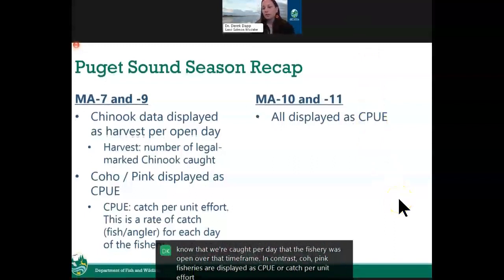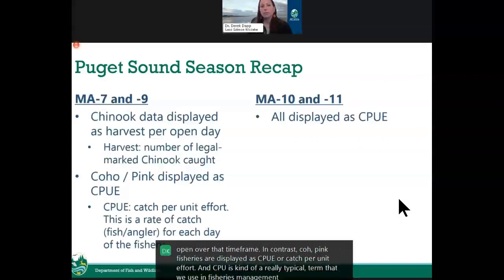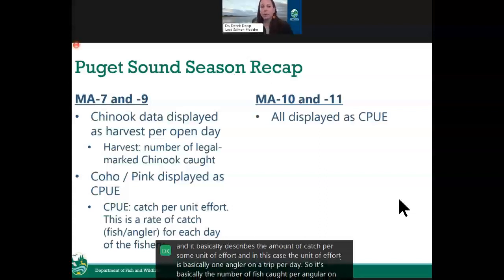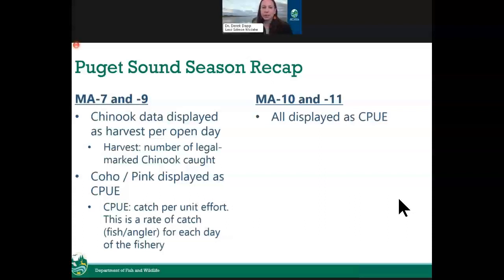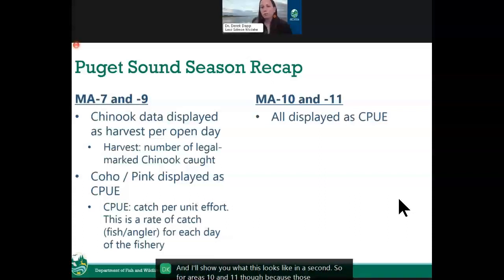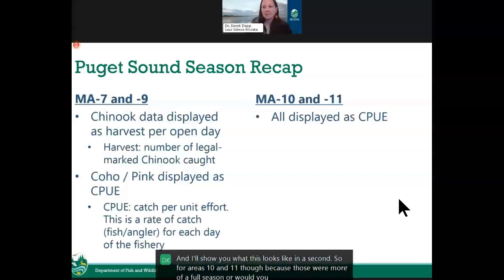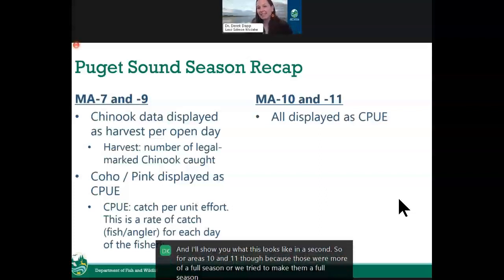And CPUE is a really typical term that we use in fisheries management, and it basically describes the amount of catch per some unit of effort. And in this case, the unit of effort is basically one angler on a trip per day. So it's basically the number of fish caught per angler on any given day that the fishery is open. And I'll show you what this looks like in a second. So for areas 10 and 11, because those were more of a full season, or we tried to make them a full season, all that data is displayed as CPUE.